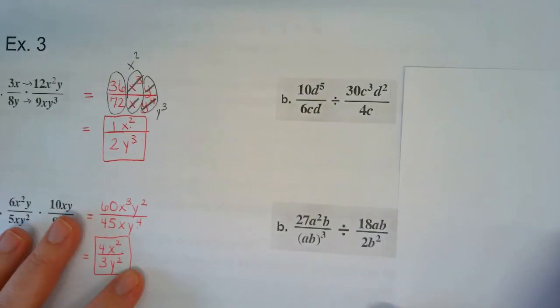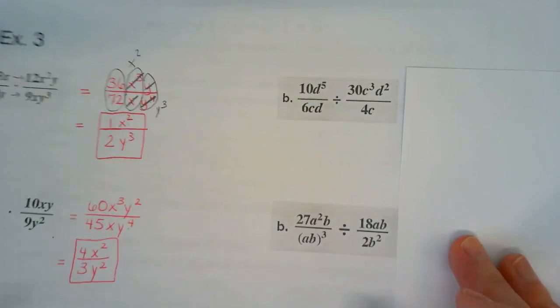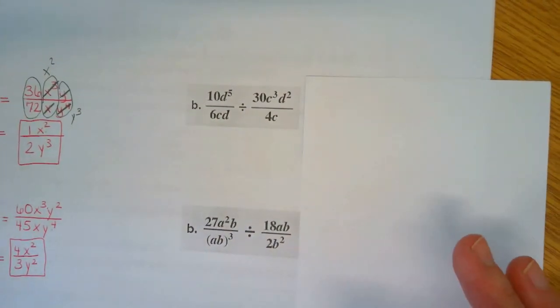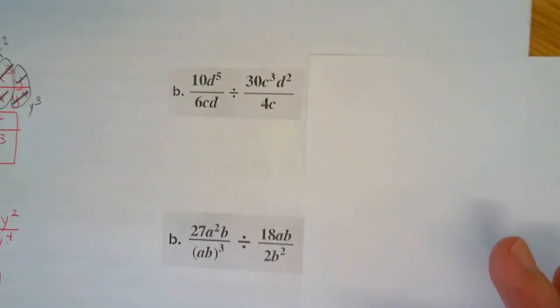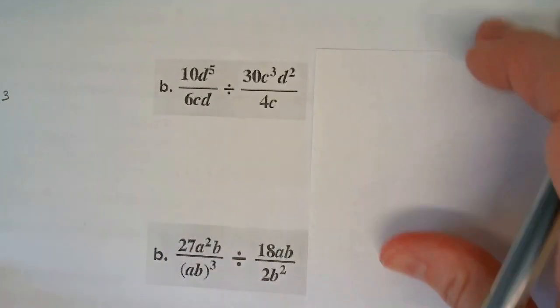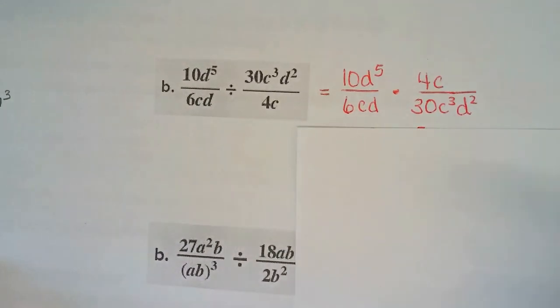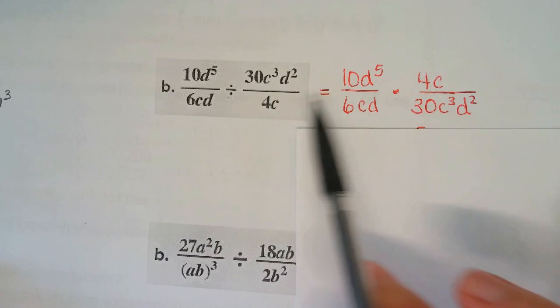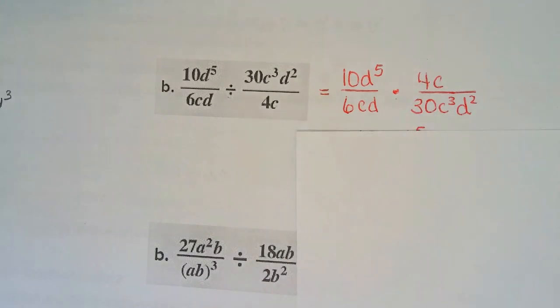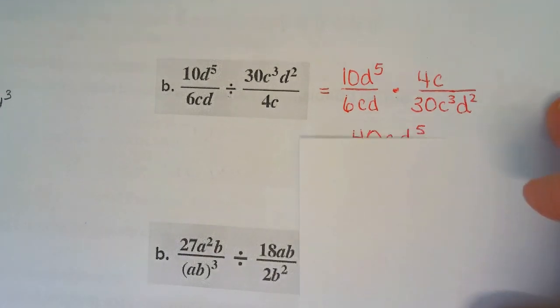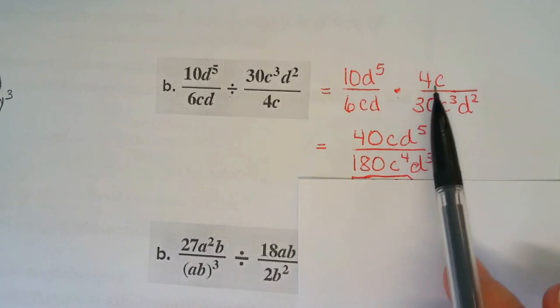Okay, so let's look at a division problem now. So remember, when you are dividing, you're going to keep, change, flip. So I am keeping the first, changing it to multiplication, flipping the second, so multiplying by that reciprocal. Once you've done that step, it is the same as what we just practiced. We're going to multiply straight across.